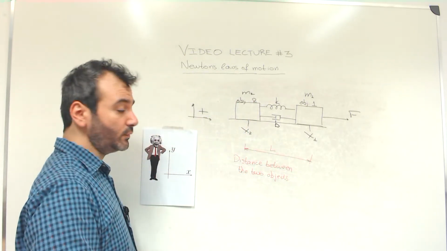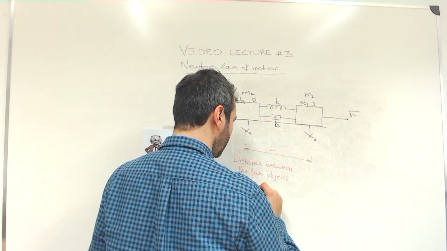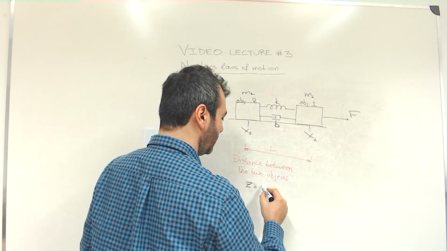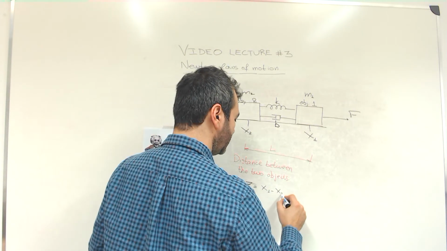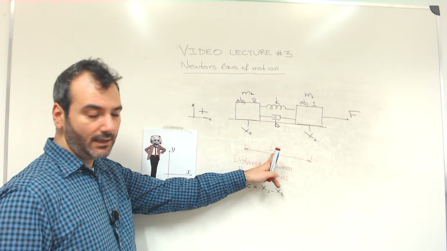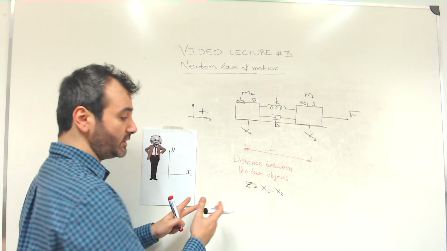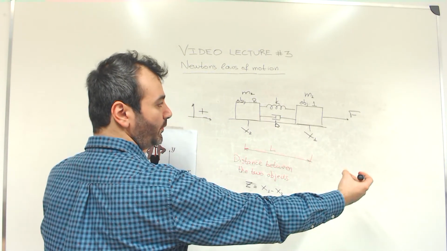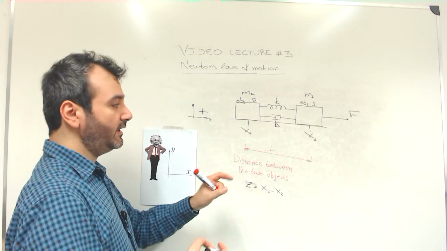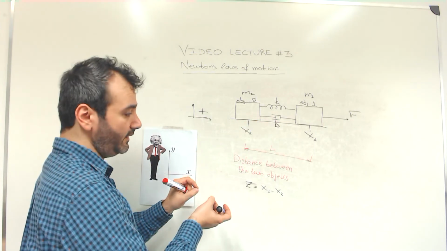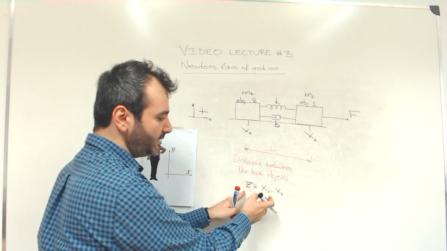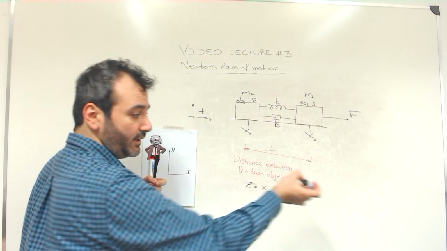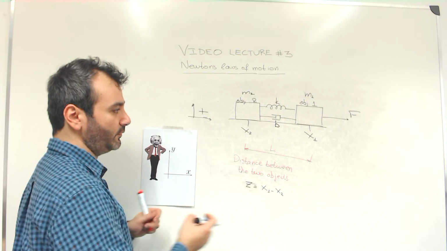What is the distance between the two objects? Let's call it simply z, which is equal to x1 minus x2. So if z is equal to L, then there is no restoring force. If z is larger than L, then the spring tries to push the two objects together. On the other hand, if the spring is compressed, so if this distance is smaller than L, then the restoring force tries to push these objects away from one another.